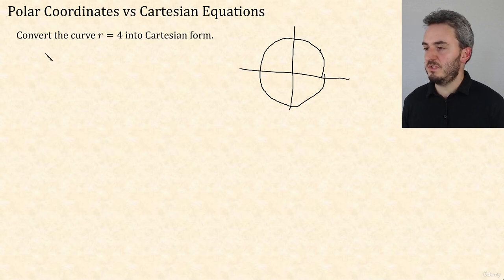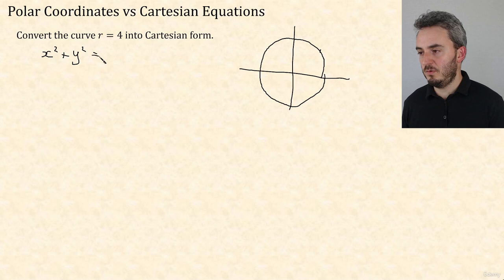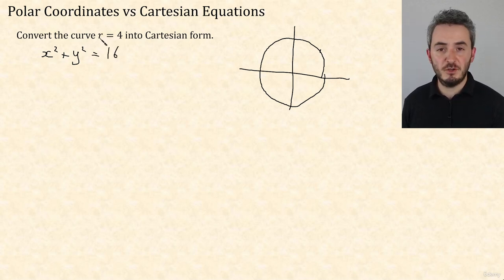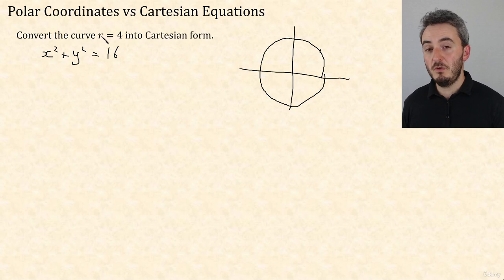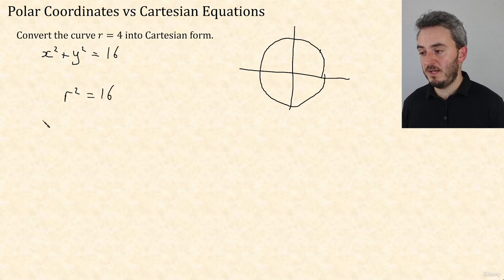So the answer is going to be x squared plus y squared equals 4 squared. But of course, we could have got that algebraically by saying we know that r squared is x squared plus y squared. So if we started by saying r squared equals 4 squared, and then used our identity that r squared is x squared plus y squared, that gives us the same equation of a circle.